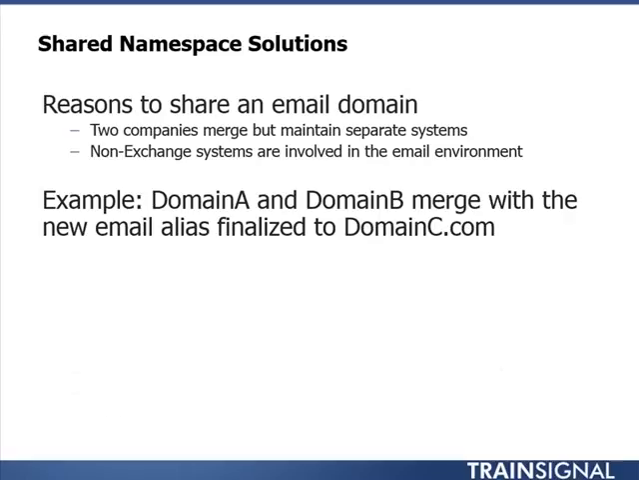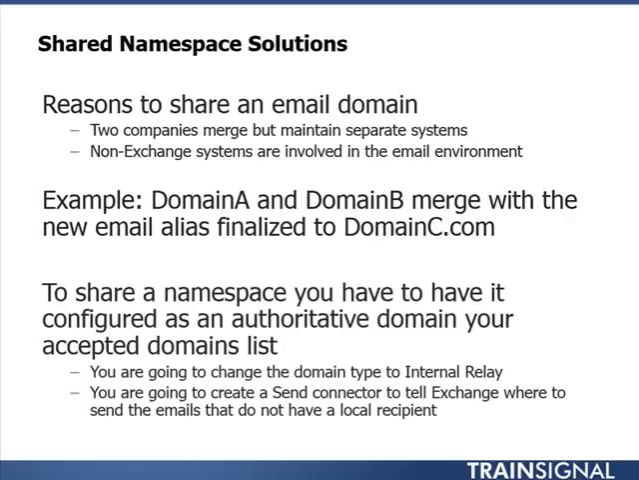Now, how do you make this work? Well, you have to have your domain configured as an authoritative domain in your accepted domains list. But what you're going to do is change the domain type to an internal relay. And you're going to create a send connector that tells Exchange where to send the emails that do not have a local recipient. The configuration side is obviously a little bit more complex than what's being mentioned here. This is the basic overview of what you're going to need to do.